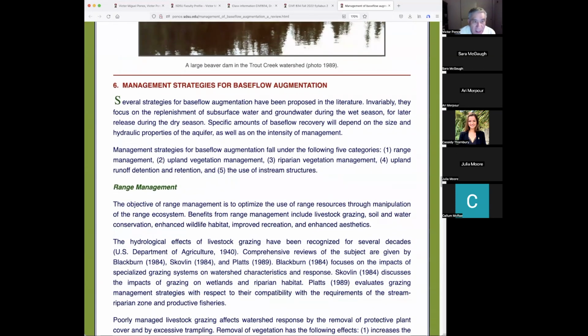And finally, the management strategies. I am not going to get too much into it. We run out of time, but I do want you to read this paper because it's very important. And who knows, there will be questions on the final exam on this. We considered everything in here. We spent a lot of time on this. How are you going to fix this stuff? How are you going to get baseflow to augment?